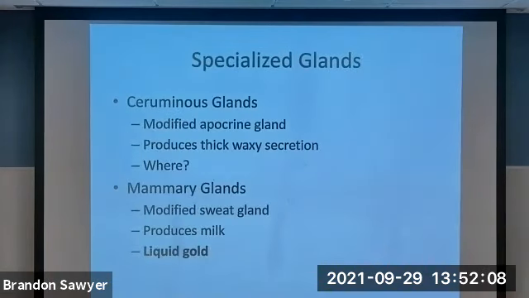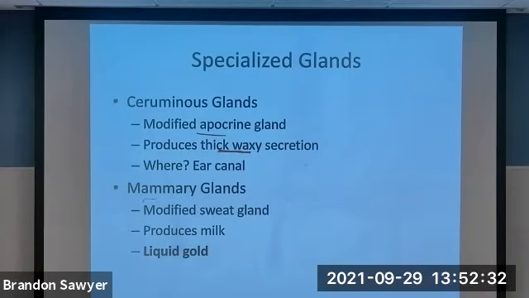Okay, so then we have some specialized glands as well. These ceruminous glands are a modified apocrine gland. They produce a very thick waxy secretion, and these are what make our earwax. Similar to those apocrine glands, but with a much thicker, waxier secretion, and we really only find them in our ear canal.